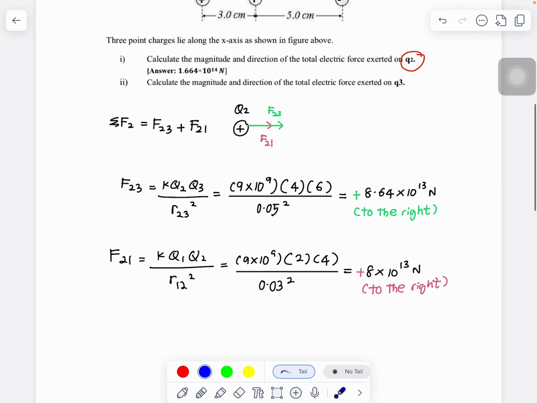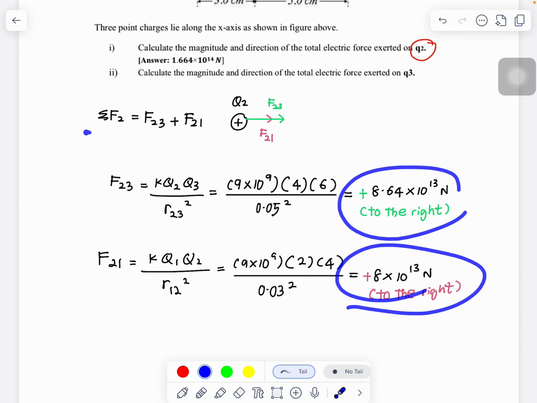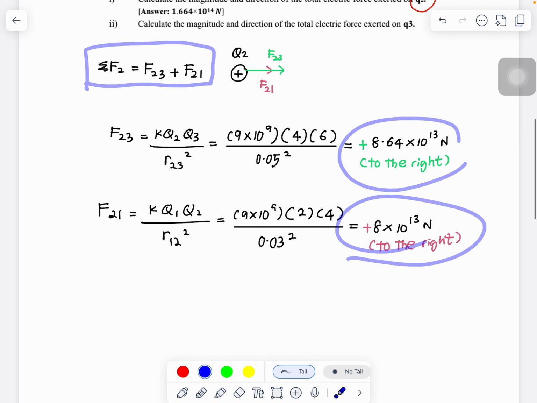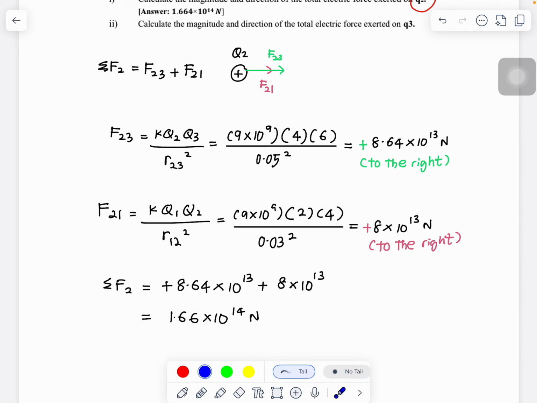Okay, so now that we have the value and the direction, kita mau kira total, so just tambah sahaja. The sum of F2 equal to positive 0.64 exponent 13 plus positive exponent 13. So you will get 1.66 exponent 14 Newton. And then how do we know the direction?